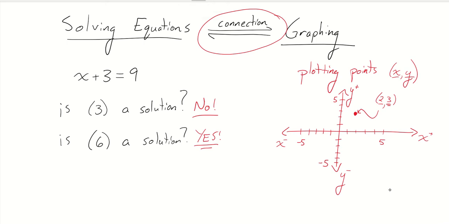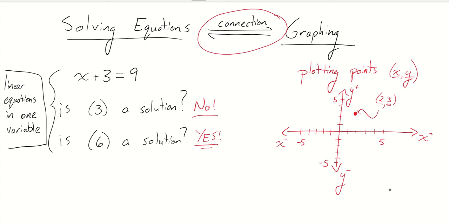So we know what solutions look like for linear equations in one variable. And what do solutions look like for linear equations in one variable? Well, they're just a single number, really, right? So this was not a solution, but this was a solution. So a solution for a linear equation in one variable is just a single number.